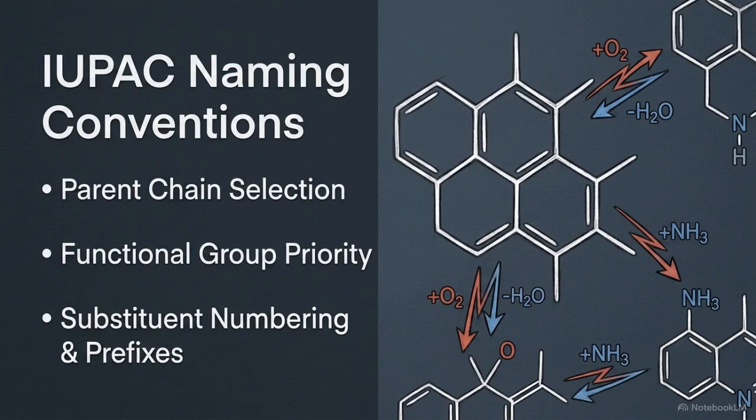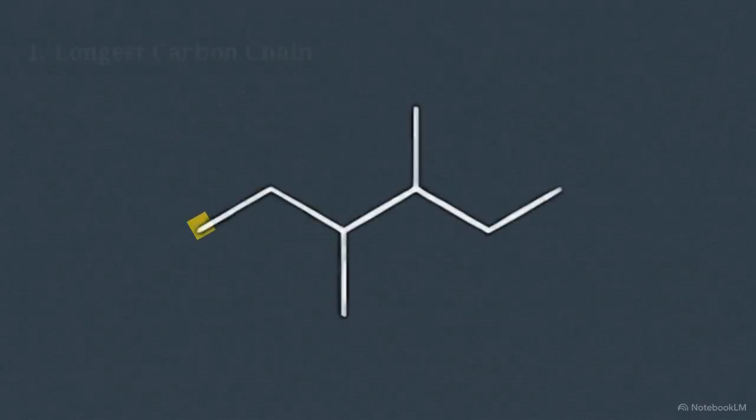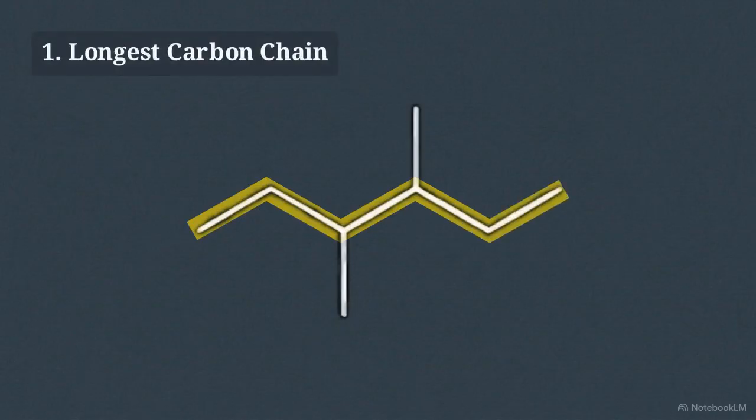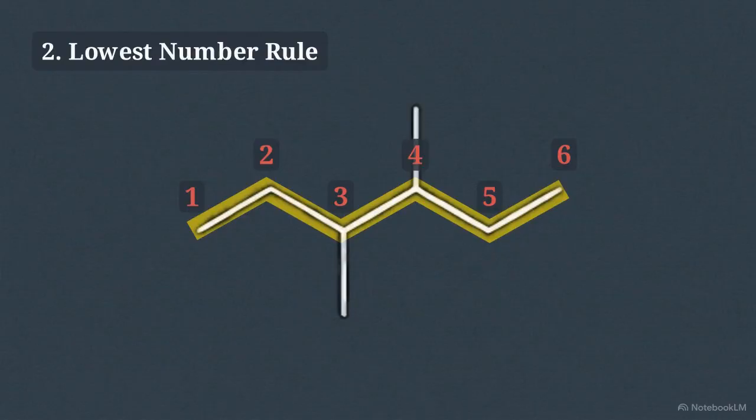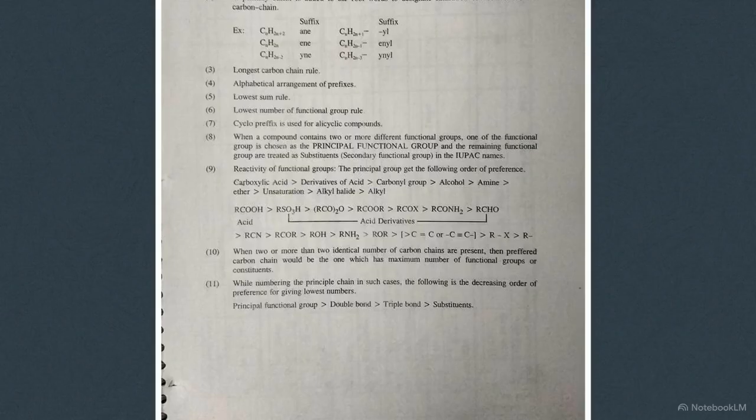Preparing for organic chemistry exams comes down to mastering two core areas: naming conventions and reaction mechanisms. The foundation of the IUPAC system relies on identifying the longest continuous carbon chain and assigning the lowest possible numbers to any substituents. With two or more functional groups, apply a strict priority hierarchy to determine the principal functional group.